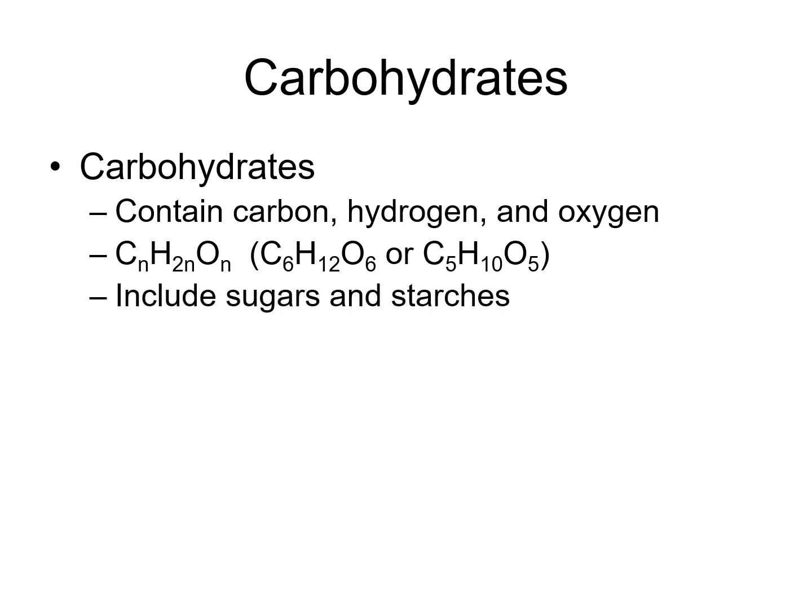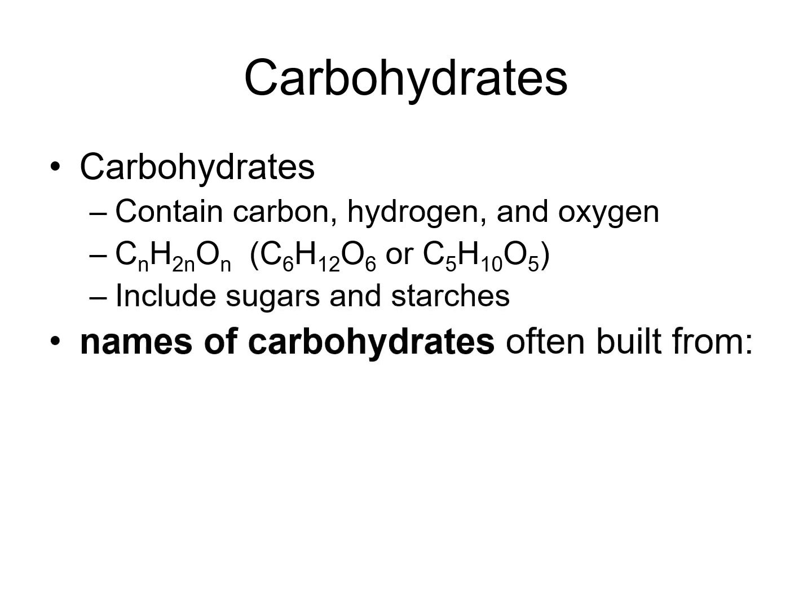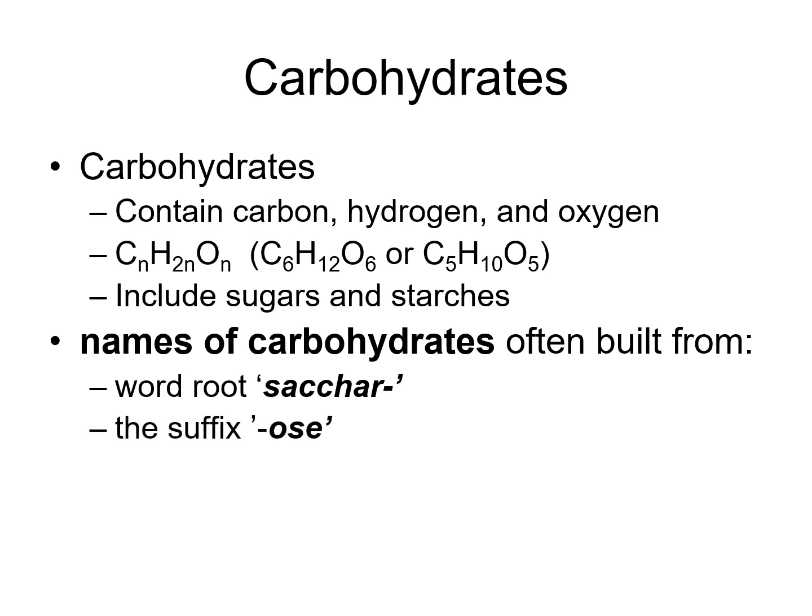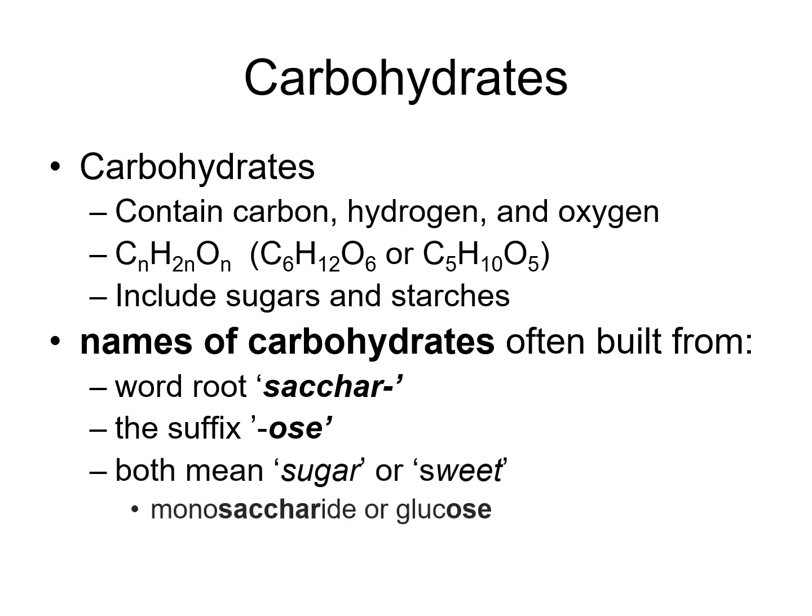Your carbohydrates are your sugars and starches, and the names for our carbohydrates are built from the root word saccharine and often have the suffix -ose. Both mean sugar or sweet. For example, a monosaccharide is a simple sugar, as you will see, and an example of this is glucose, which ends in OSE.